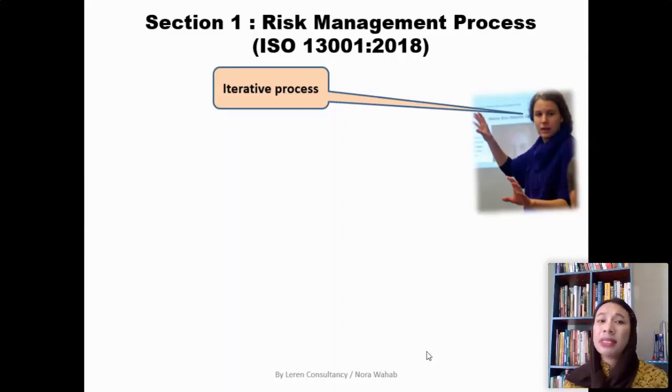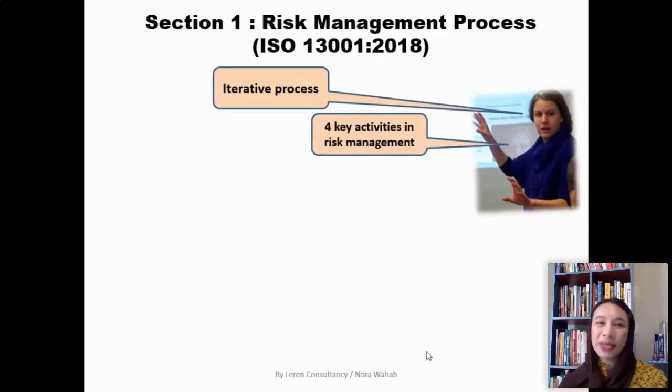So basically, risk management is actually an iterative process. When we talk about an iterative process, it is a process that has a desired outcome, a goal. And in order to achieve the goal, in order to achieve the desired outcomes, you need to have a series of operational steps.